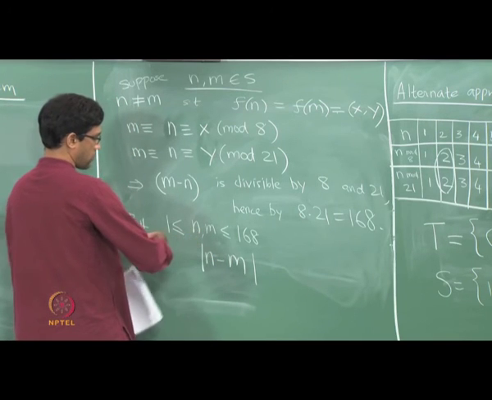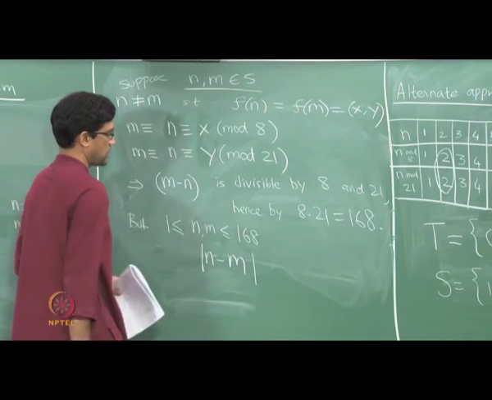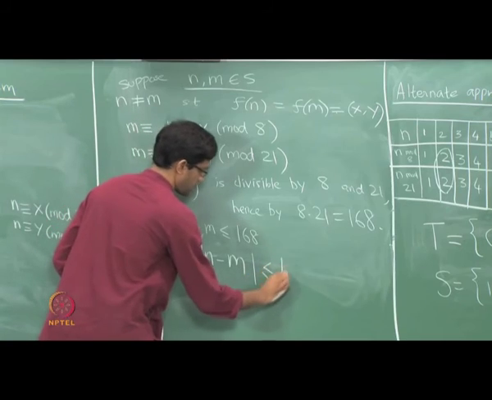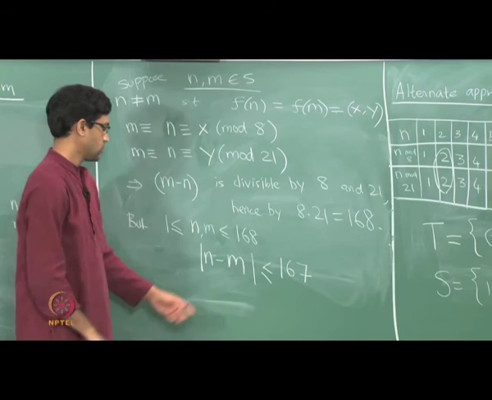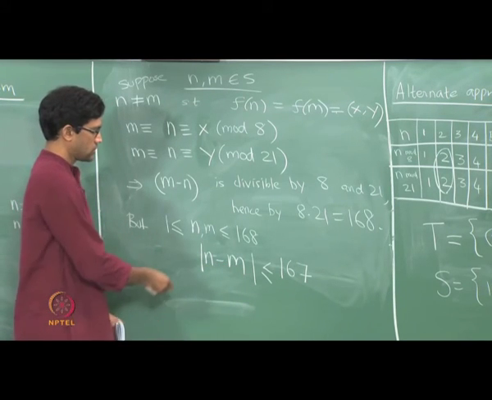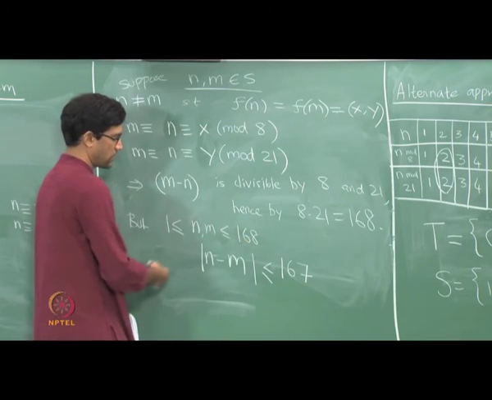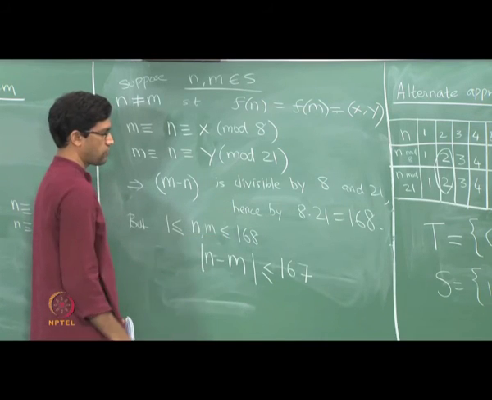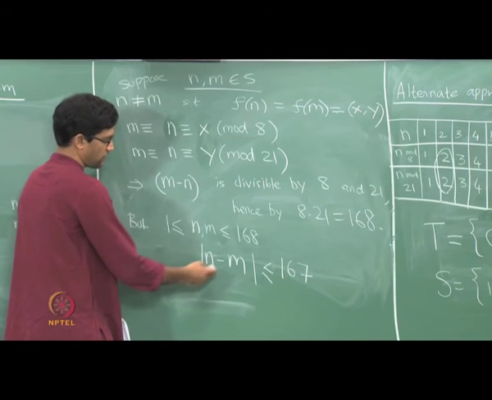So what's the farthest they can be? One of them can be a 1 and the other can be 168. That's the only way in which you will get a very large difference, and that is just a 167 difference. So the modulus of n minus m can be at most 167. Okay, so what does this mean? n minus m is therefore a number between plus 167 and minus 167, but it's also supposed to be a multiple of 168. So the only way that can happen is if it is 0.